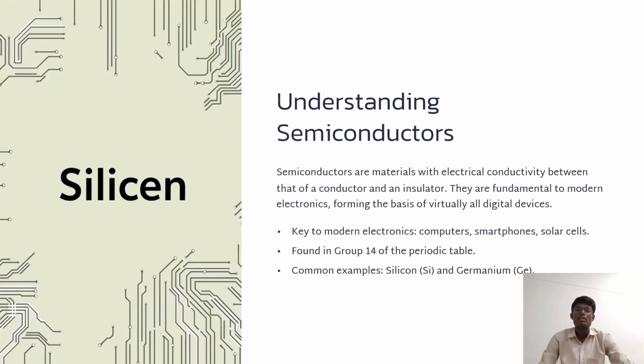They are key to modern electronics: computers, smartphones, and solar cells, and are found in group 14 elements of the periodic table. Common examples are silicon and germanium. Intrinsic and extrinsic semiconductors have two common examples: one is silicon and the other is germanium.